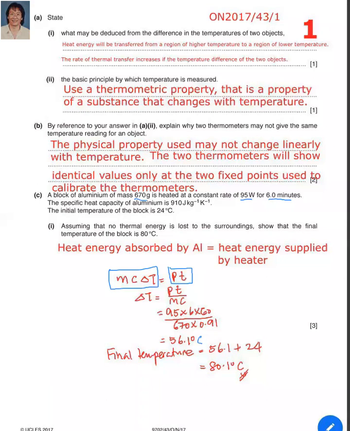This means that the temperature of the aluminum block will change by 56.1 degrees Celsius. Now, since the initial temperature of the aluminum block is 24 degrees Celsius, the final temperature of the block will become 56.1 plus 24, which will give you an answer of 80.1 degrees Celsius.